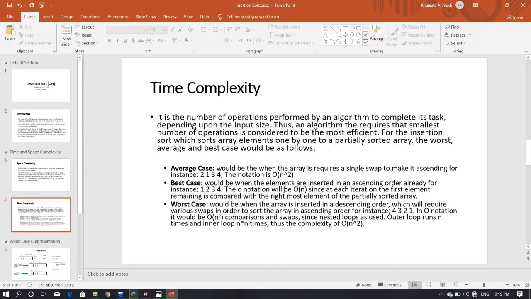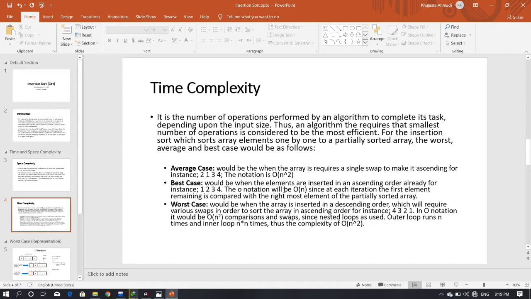Time complexity is another part of deciding how good an algorithm is. It basically is the number of operations performed by an algorithm to complete its task. And the best or ideal algorithm would be the one that takes the minimum or least amount of operations to complete the sorting. So for insertion sort, we have to consider three cases: the first being average, the second being best, and the third being worst case.